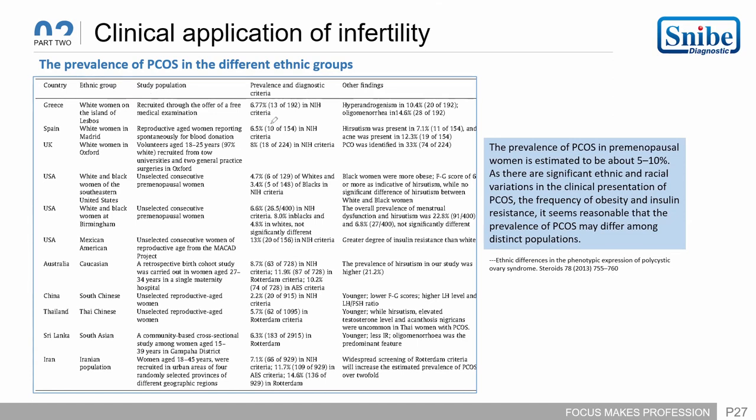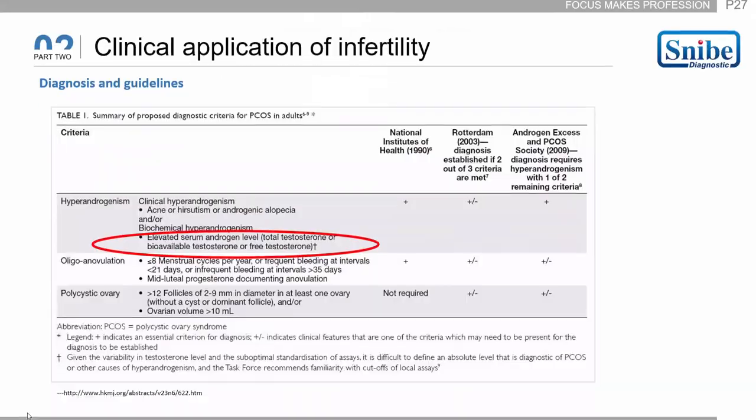they have a significant ethnic and racial variation in the clinical presentation of PCOS, the frequency of obesity and insulin resistance. It seems reasonable that the prevalence of PCOS may differ among the distinct populations. So these are the outcomes of this prevalence in different ethnic groups, and then the reliability.